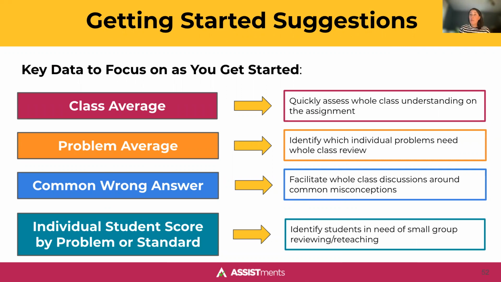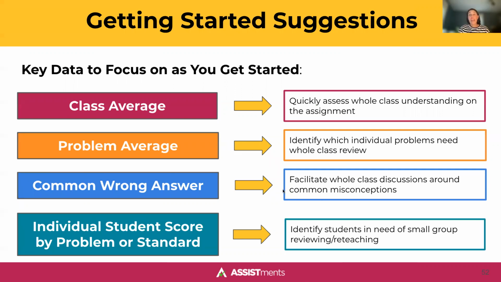The individual problem average identifies which individual problems are going to need whole class review. So you're not asking students who needs to go over question 1, who needs to go over question 2. Assessments gives you that data.